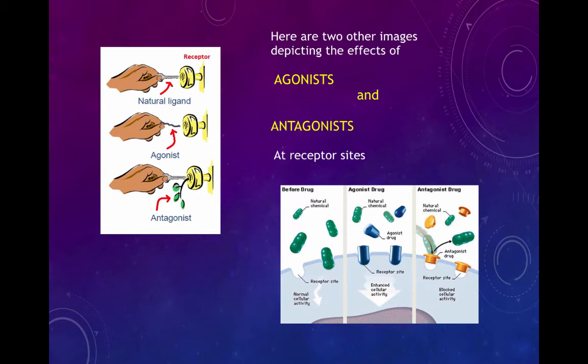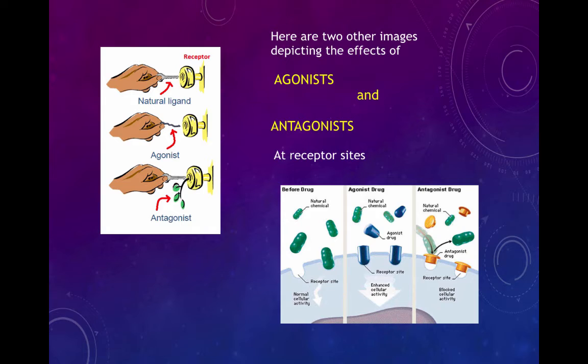So it's not allowing it to be turned on. And then the one below, in the other chart below, the other picture where they have the green, the blue, and the orange drugs, they have the before drugs. So they show natural chemicals that are working at the receptor sites, and that's producing normal cellular activity. So the first one where it says before drug, it'll say natural chemical and receptor site. That's the normal physiologic process going on.